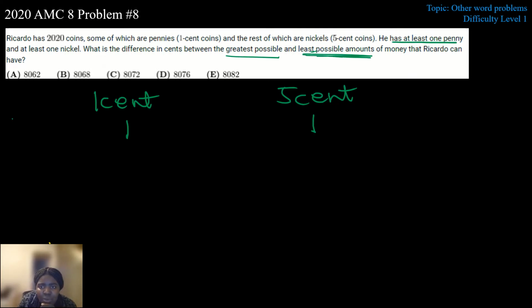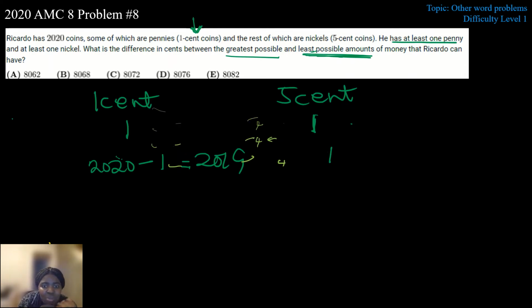To have the least possible, he has to maximize the lower value coins, right? So most of his coins have to be 1-cent coins. To get the least, we have to have at least one 5-cent coin, so we're going to keep that as 5 cents. But for the rest, we're going to have 20 minus 1, so 19 of the 1-cent coins and only one of the 5-cent coins. The reason we do this is together there are 20 coins, but this is the lowest it can go, because one is the lowest he can have of the 5 cents, and most of them are 1 cent.